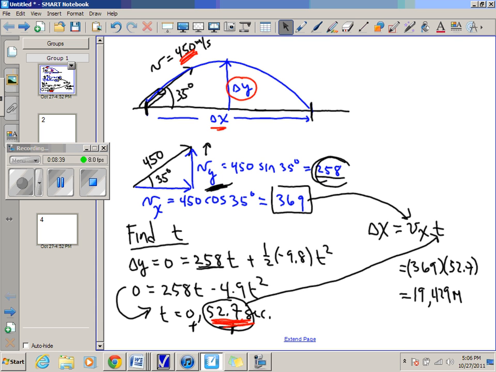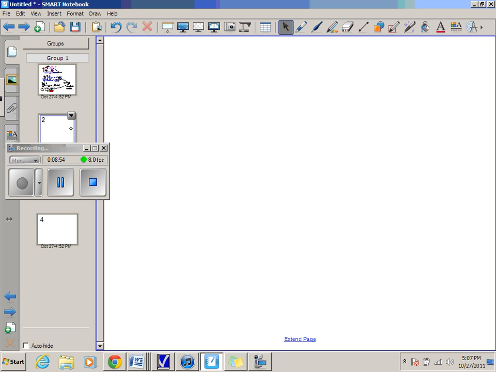You might realize that at this point, at the maximum height, v sub y equals 0. We're going to use that fact now to figure out the time it takes for the cannonball to get to the top. So how do I do that? Well, I use my equation v sub y equals v initial y plus gt.